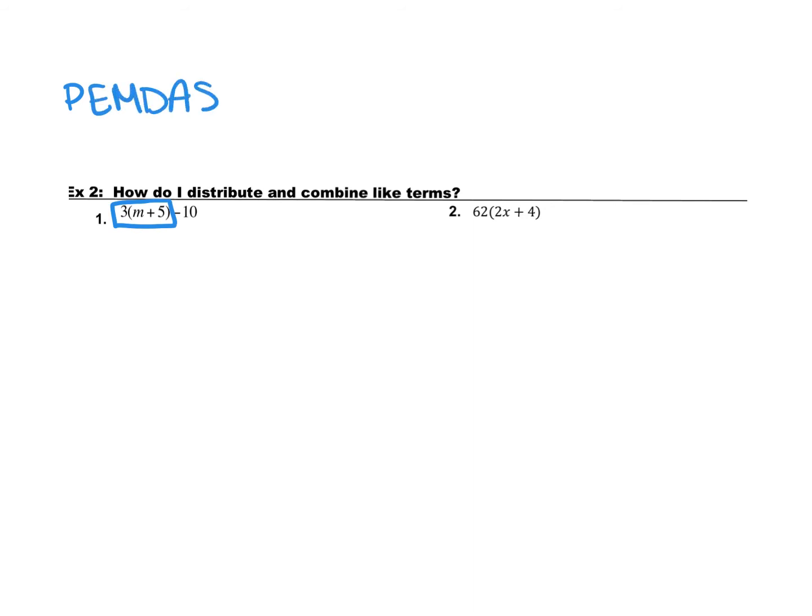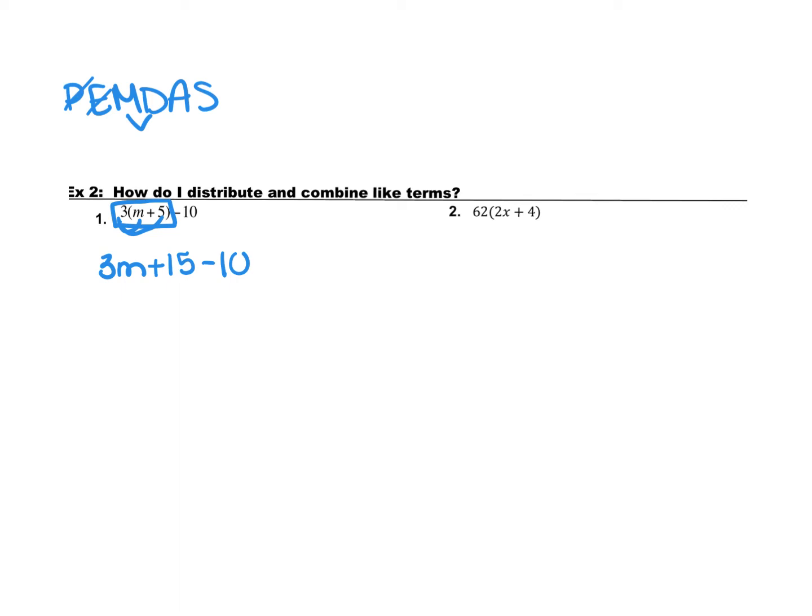Well, I do have parentheses, but I can't combine anything within them. And then I don't have any exponents. So then remember that the next step is to do the multiplication and division. And again, the distributive property is to multiply. So we're going to multiply here first. We're taking 3 times m, and we'll have 3m. We'll take 3 times 5, and we're going to get 15. And now let's just write our minus 10 down so we can clean up our problem here.